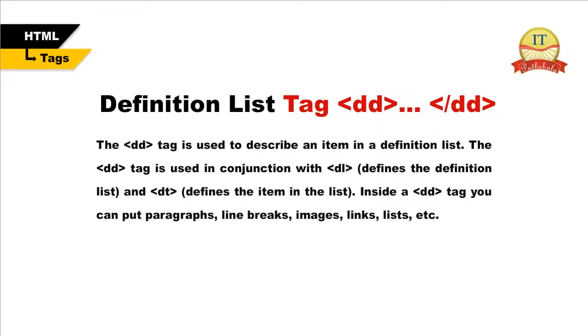DD tag. The DD tag is used to describe an item in a definition list. The DD tag is used in conjunction with DL tag and DT tag. DL tag defines the definition list and DT tag defines the items in the list. Inside a DD tag, you can put paragraphs, line breaks, images, links, lists, etc.